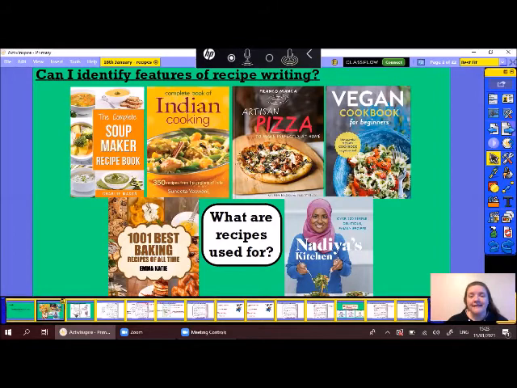Recipe books are really good if you want to learn how to make things in the kitchen. Pause the video to go and see if you've got any recipe books at home. They could be quite useful this week. Don't worry if not though, we're going to have a look at some together today.